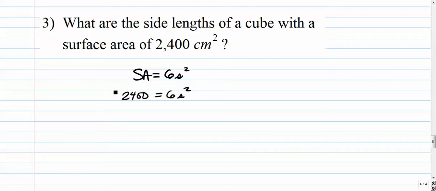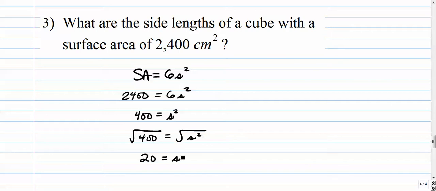Cool. So it's 2400 divided by 6. That's 400. And then to get that by itself, all you want to do is take the square root of both sides. We want to get s by itself, so it's 20. The side length is equal to 20 centimeters.